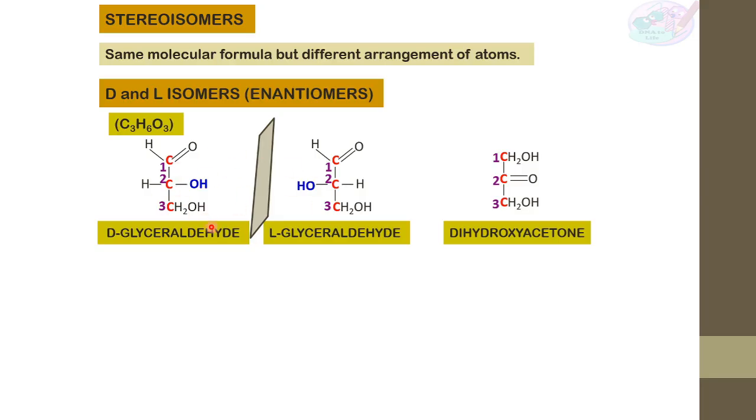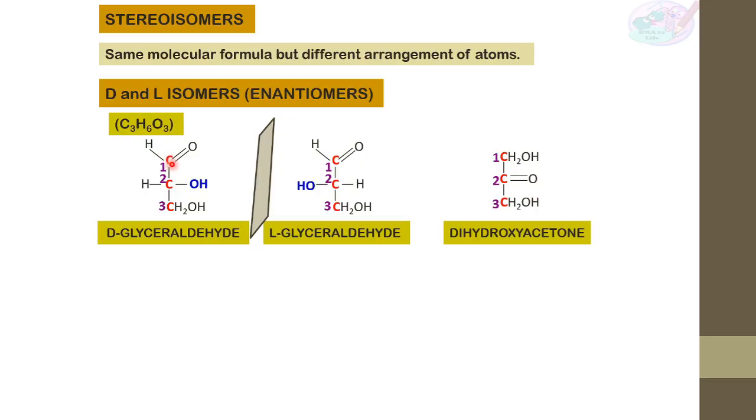Stereoisomers have a chiral carbon. They should have at least one or more than one chiral carbon. So first let's understand what a chiral carbon is. Look, chiral carbons are carbons which are attached to four different groups.